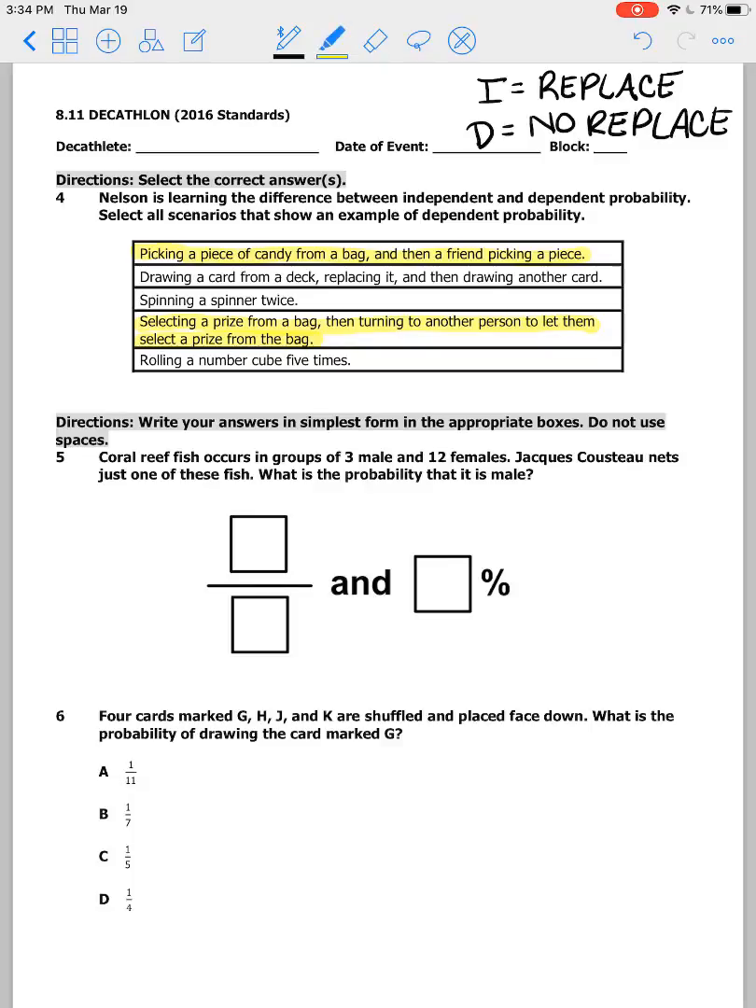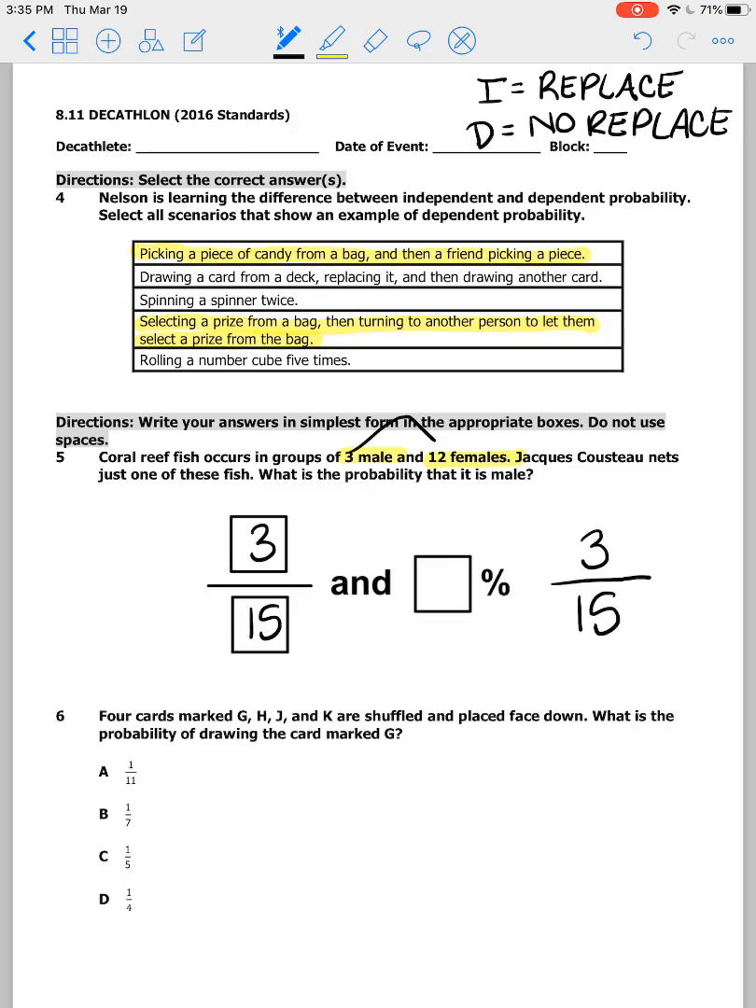Number 5. Coral reef fish occur in groups of 3 male and 12 females. Jacques Cousteau nets just one of these fish. What is the probability that it is male? So this is just simple probability. Our desired outcome is male, and there are 3 male, so we put that on top, 3. Now our total number of outcomes is including both male and female, so we add them together, and 3 plus 12 is 15. So that is our ratio written as a fraction.